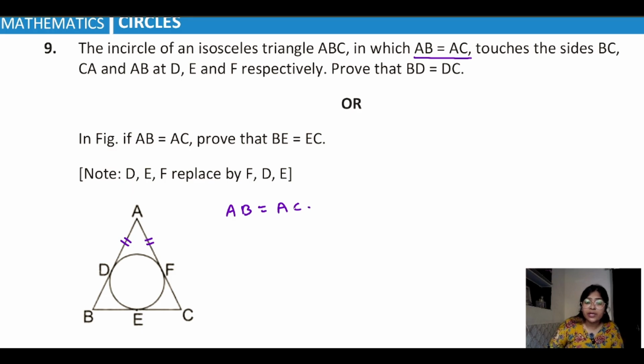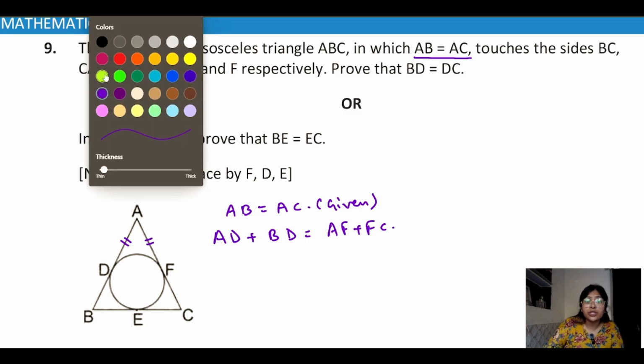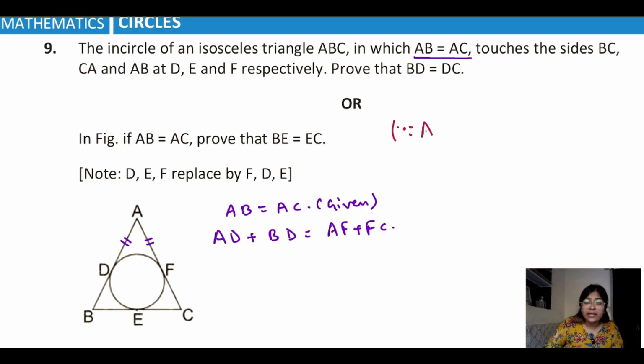Okay. We can write AB equal to AC. This is the given part in the question. We can write AB as AD plus BD, and AC as AF plus FC. Since AD and AF are equal to each other, because the lengths of the tangents drawn from an external point are equal, we can cancel the common part, because like terms cancel out on opposite sides of the equality sign. So from this we got a relation that BD is equal to FC.